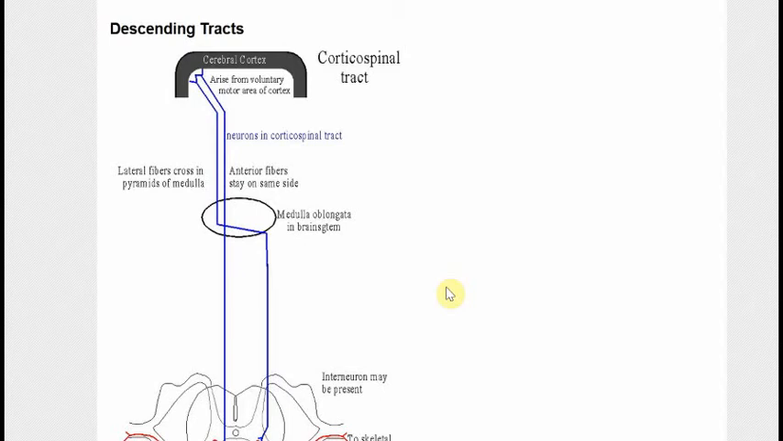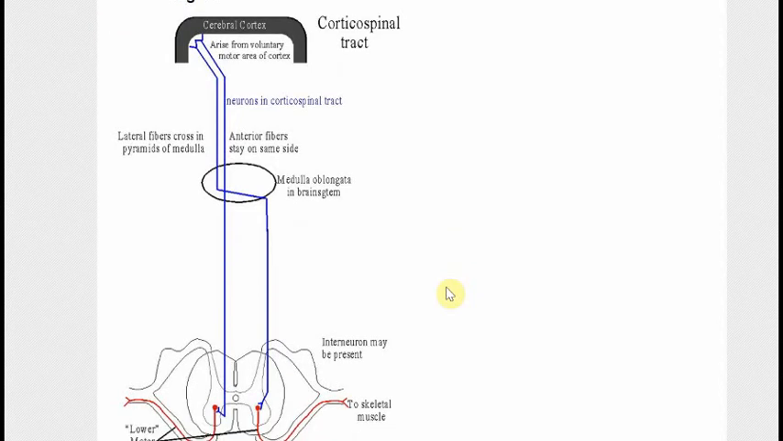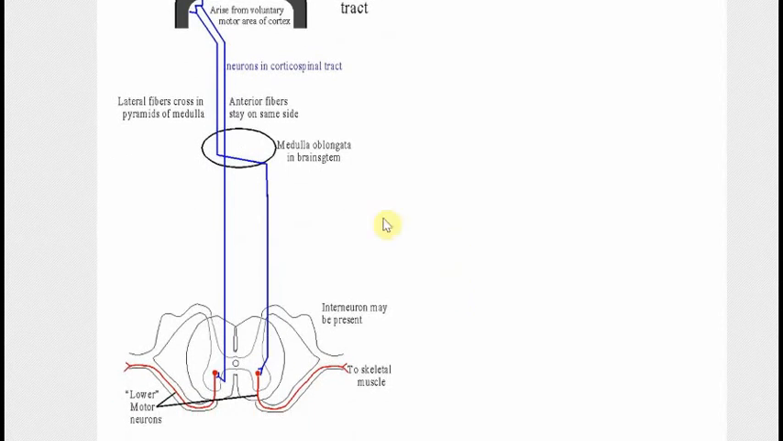However, there's the anterior and also the lateral corticospinal tracts. The lateral makes up the majority of the tract, and it's important to also remember that the lateral fibers actually cross in the medulla. This is at the pyramids of the medulla.